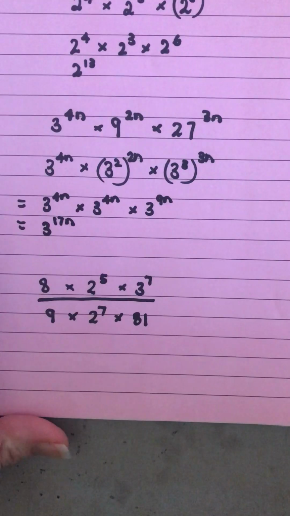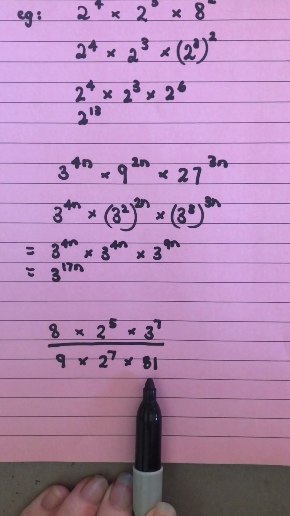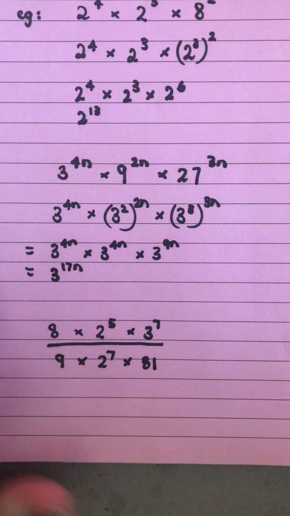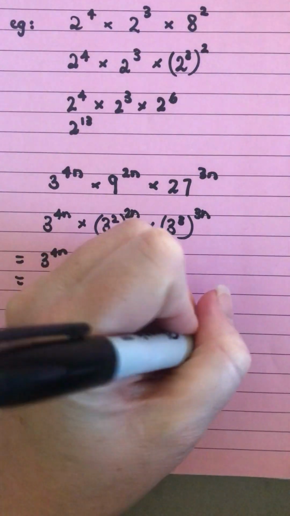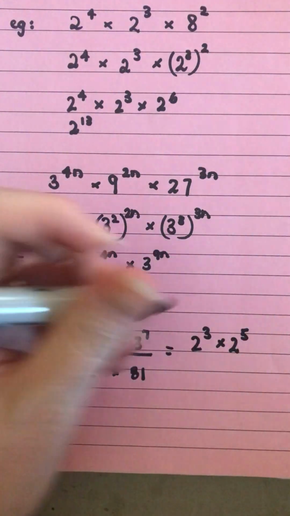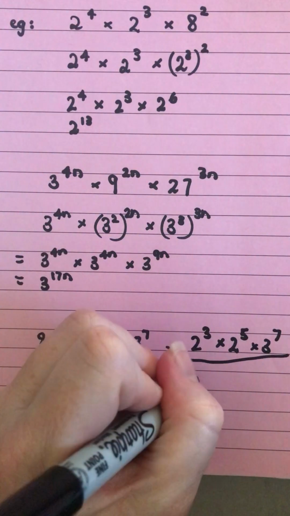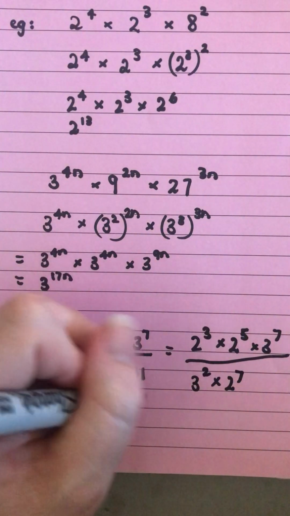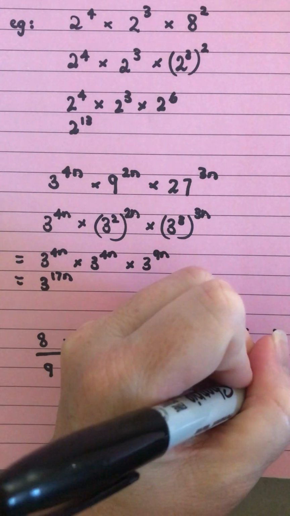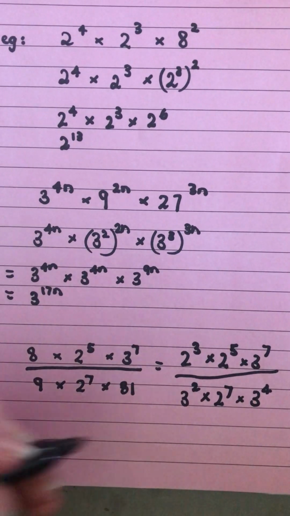Now our last one I just wanted to show because it had some different numbers in there, not all the same base. So my 8 I'm going to write as 2 cubed. My 2 to the power 5 obviously can stay the same, and my 3 to the power 7 can stay the same. On the bottom I've got 9, so I'm going to write that as 3 squared. I've got my 2 to the 7, and then my 81 I know is going to be 3 to the power 4. If you're not sure, you can always do a quick check there.